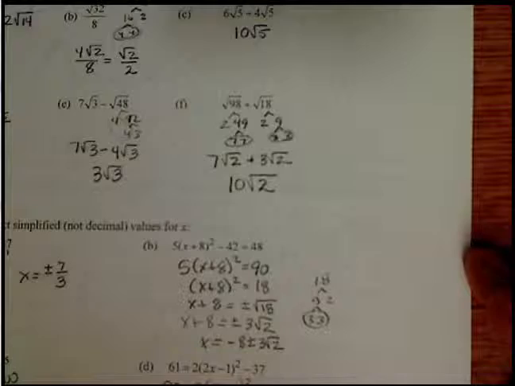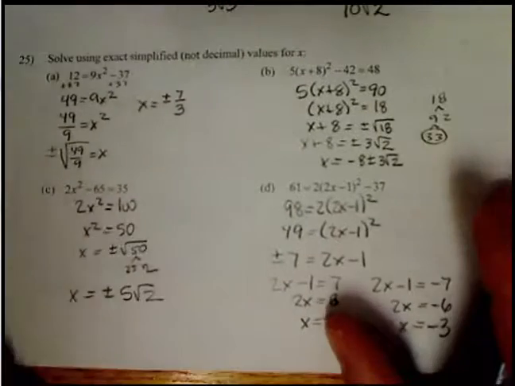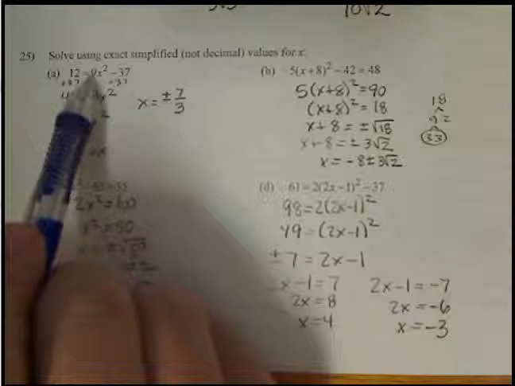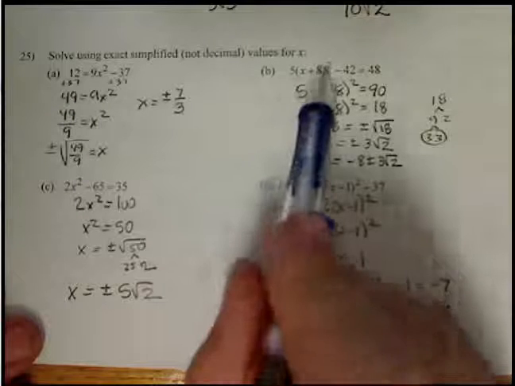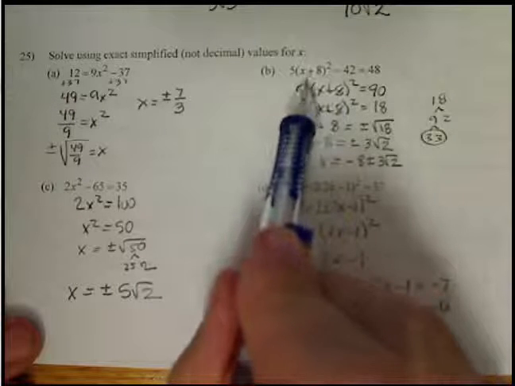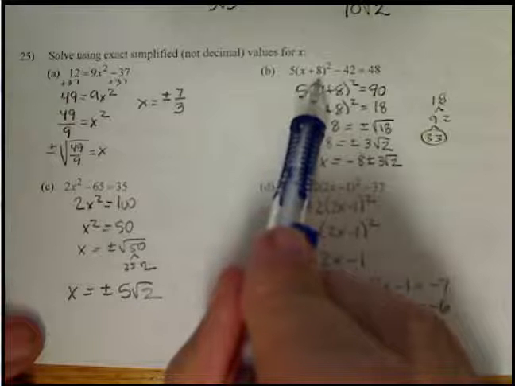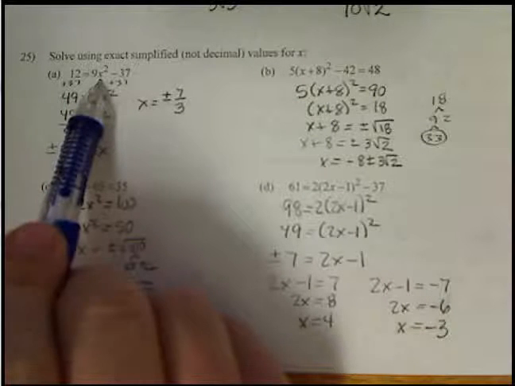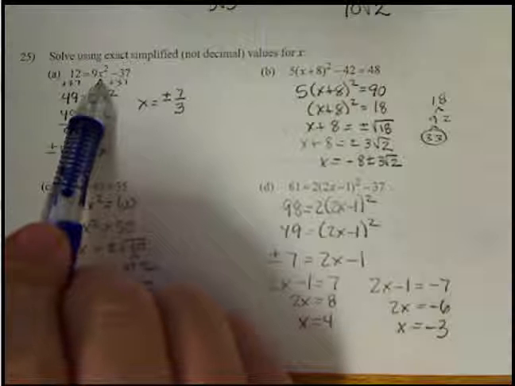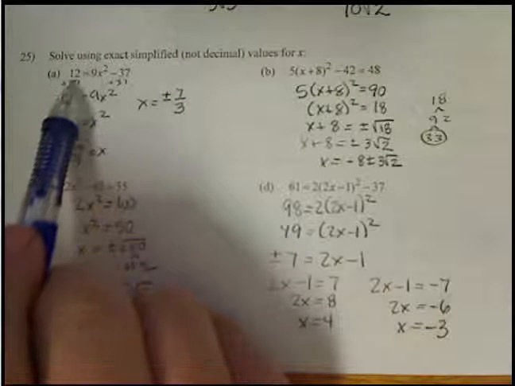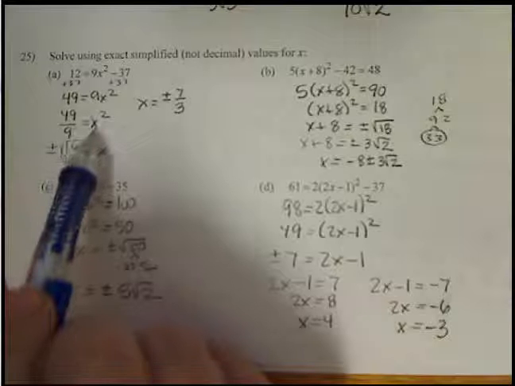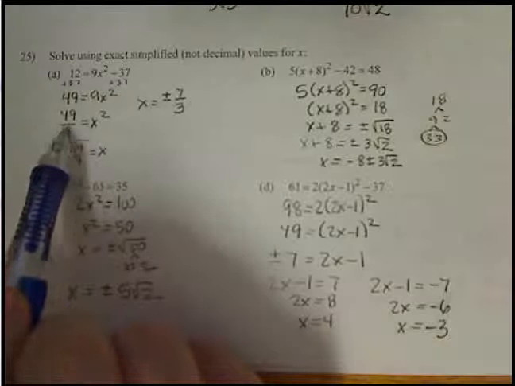Okay, next one is solving perfect square problems. So anytime you have something that's a square, or you see something in parentheses with a square, the easiest way to do these problems is to solve for x squared and then take the square root. So it's basically using the square root. So I added 37, got 49, divided by 9. So now I got x squared equals 49 over 9.